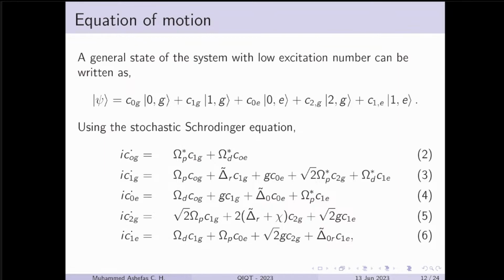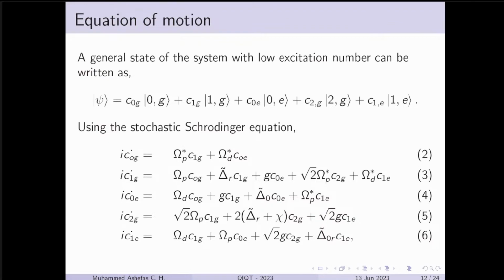Then the possibility of a higher transition would be very limited. If the driving strength is very small, the system may not go to the higher excitation subspace. So we have limited the total state, or total excitation, up to 2 excitations. That is why we have listed all possible states within the 2 excitations, and a general state is represented here. And we can write the equation of motion by using the stochastic Schrodinger equation.